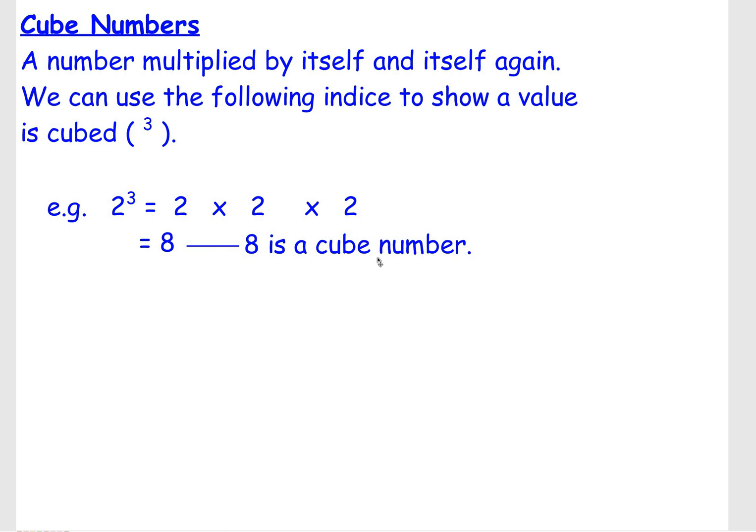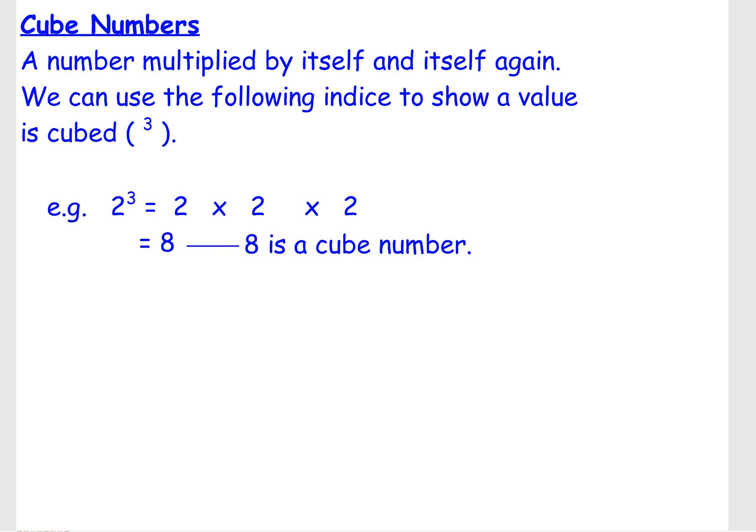Similarly, with square numbers, sometimes people can make the mistake of thinking 2 cubed means 2 times 3, which is 6. That isn't the case. Remember, it's multiplied by itself and itself again. It doesn't mean times by 3. Also, like with square numbers, it's the answer that is the cube number.